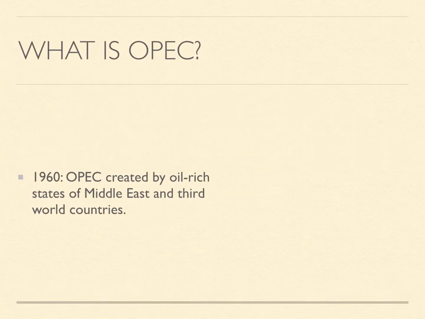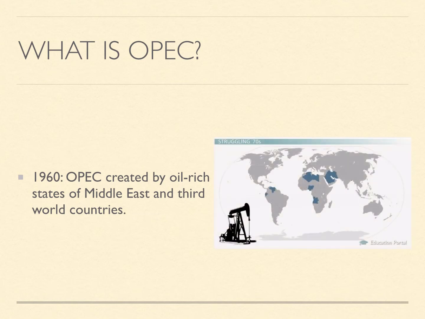So in 1960, OPEC was created by oil-rich states of the Middle East and Third World countries. OPEC was created for the purpose of regulating and controlling prices of oil. The places in which OPEC was founded include South America, Africa, and the Middle East.